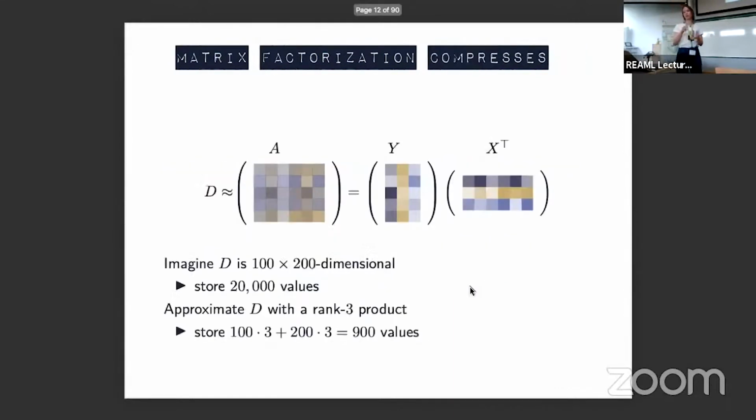Okay, why would we do that? The general thing is that matrix factorization compresses. If you approximate your data matrix with this low rank product, then you need to store far fewer values. For example, take D as a 100 times 200 dimensional matrix, which is quite small actually. If you store D, then you have to store 100 times 200 values, which are 20,000 values. If you approximate D with the rank 3 product, then you just have to store 900 values. So the number of values you need to store actually goes down a lot. And this is just one idea, but side effects are also that you can actually mine results of your data from the low rank product, basically.